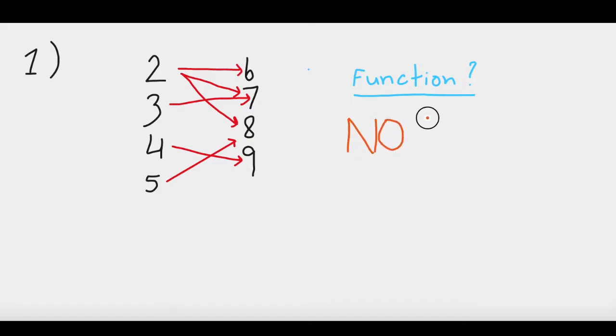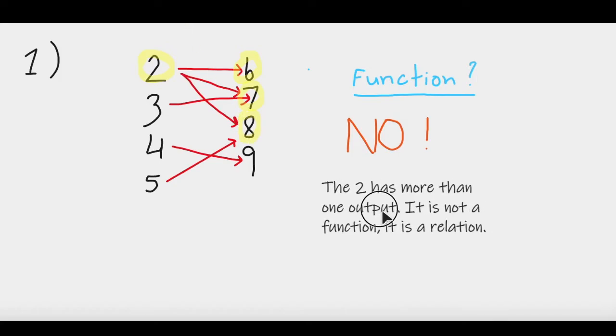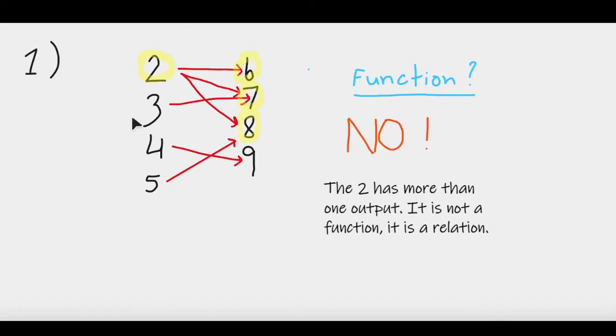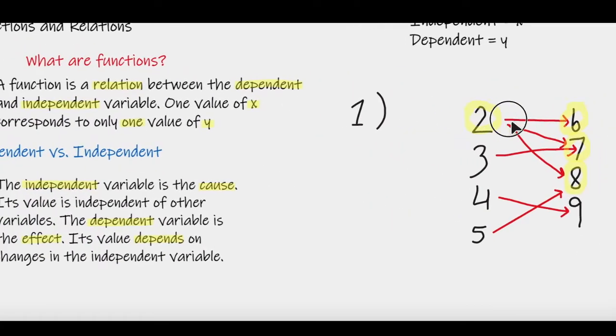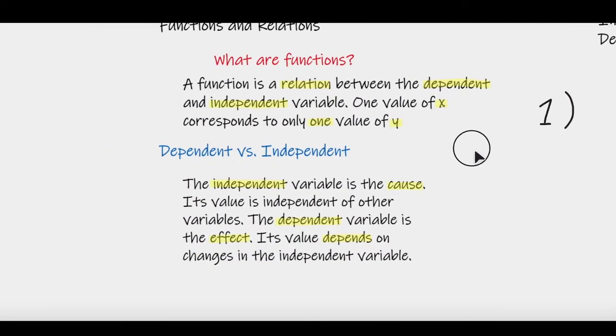No, this is not a function. That's simply because when we look at the 2, it corresponds to 6, 7, and 8 at the same time. And we know that functions can only correspond to one output. This is actually a relation.